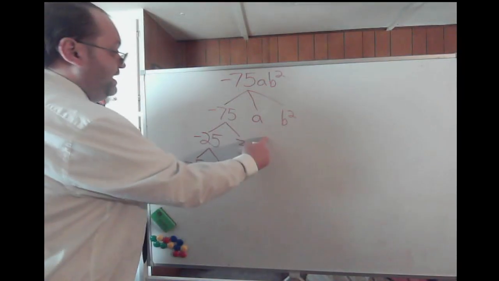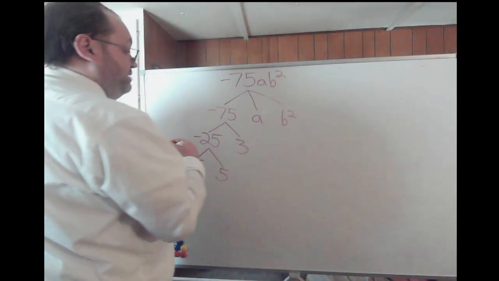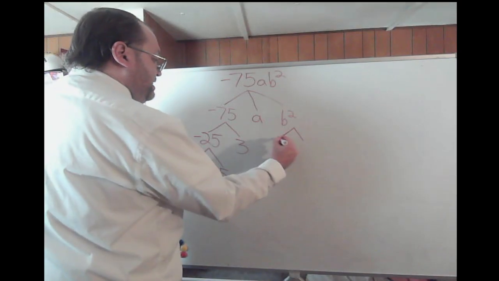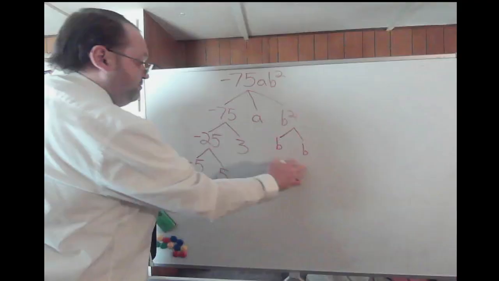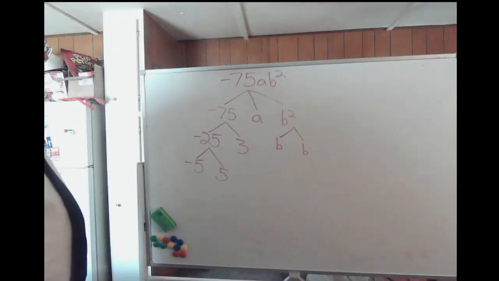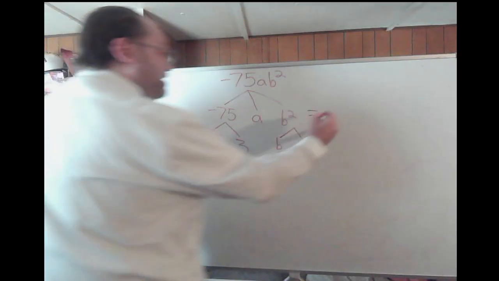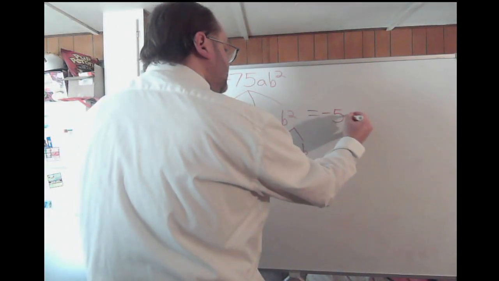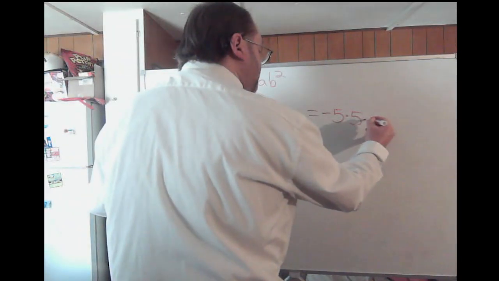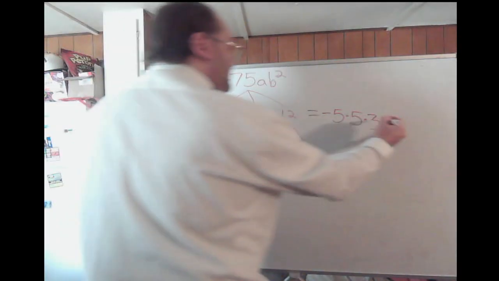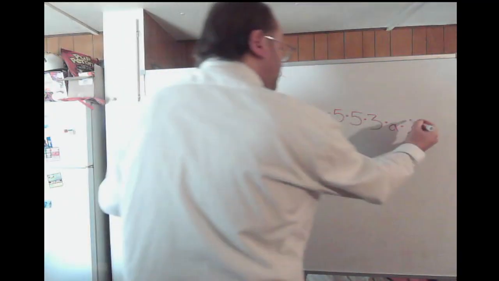Can we factor A? No, it's just 1 and itself for a factor. It's prime. Can we factor B squared? We can. That would just be B times B, at which point we can't factor the B's any further. So your prime factorization is going to start like this: negative 5 times positive 5 times 3 times A times B times B.